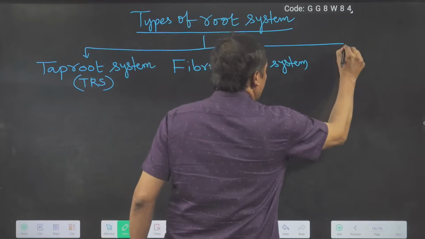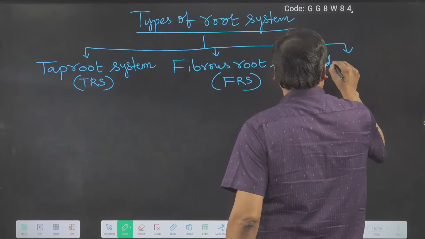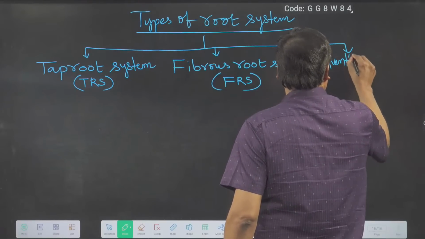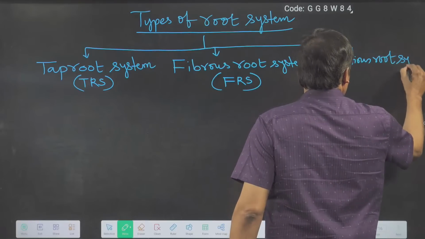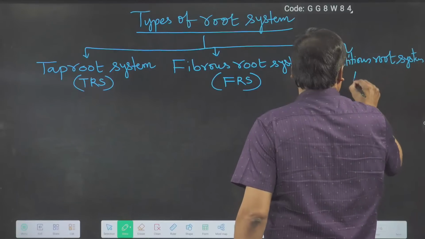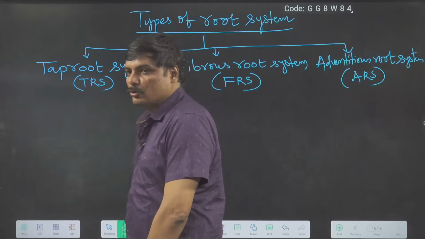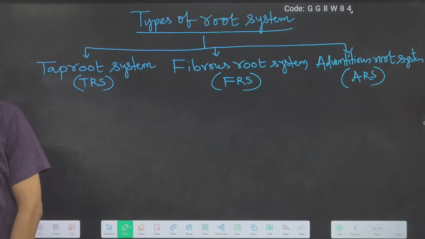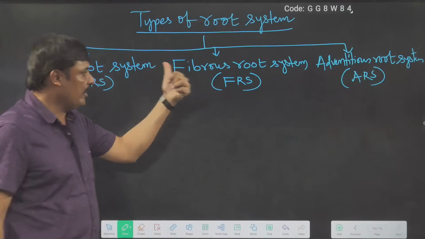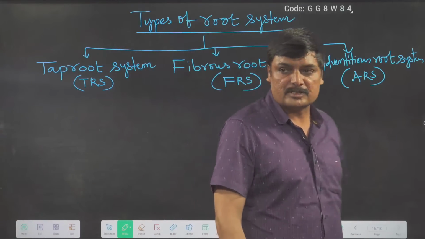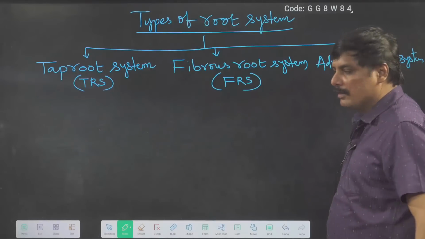And adventitious root system, ARS. So root systems are broadly divided into three types in plants, in angiosperms. They are tap root system, fibrous root system, adventitious root system. Okay, let us see briefly one by one.